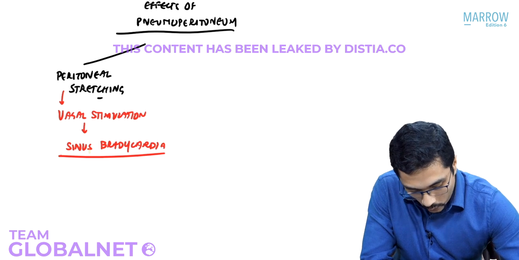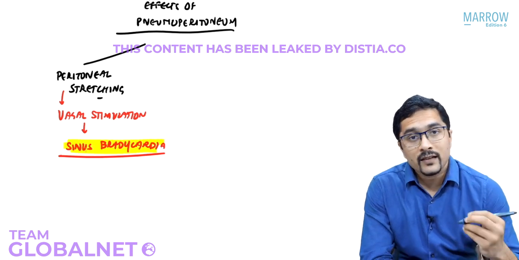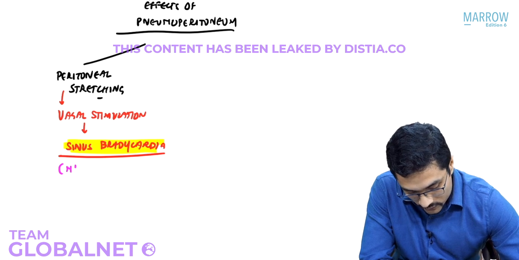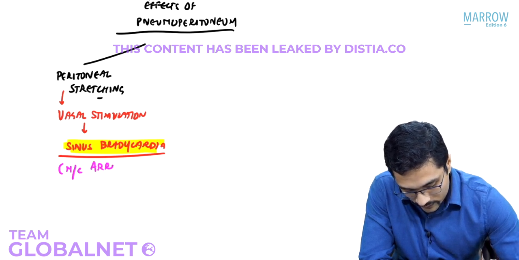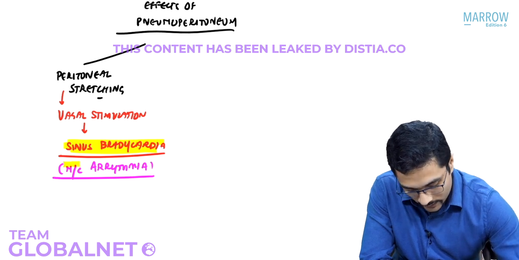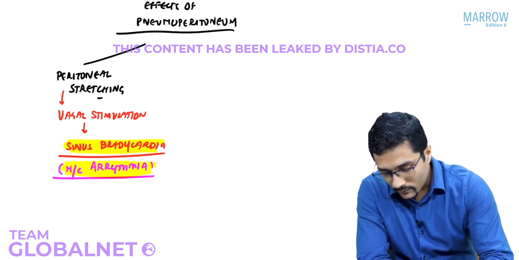This question has been asked many times in the exam: what is the most common arrhythmia seen during minimally invasive surgery or laparoscopic surgery? Sinus bradycardia is the most common arrhythmia seen in laparoscopic surgery. This question has been asked a couple of times in the exam.